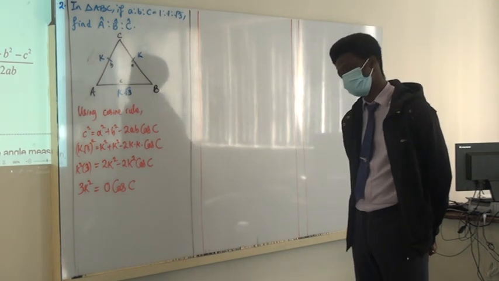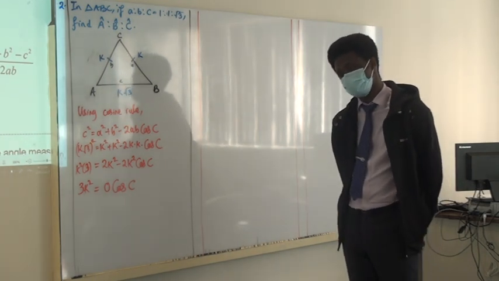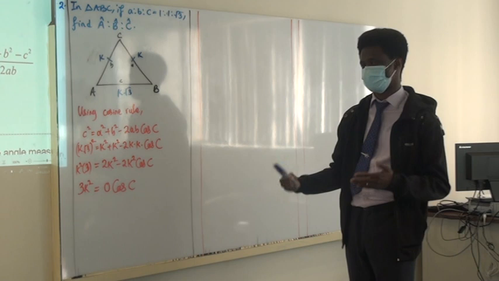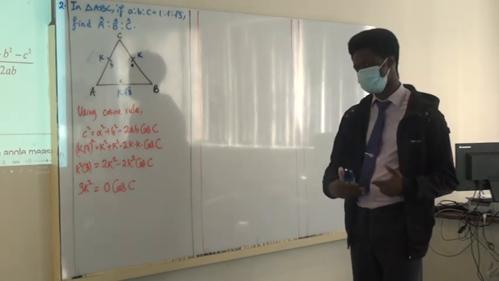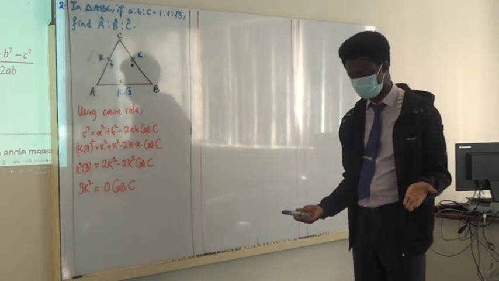Ada, what do you think? This is my reason. 2k squared minus 2k squared is 0. So that's why I wrote 0 cos C. I don't know what she's talking about. What do you think?